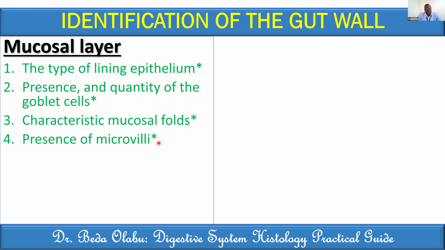The presence of microvilli is also an important thing to consider. Don't confuse villi and microvilli. Remember, villi are finger-like projections of the mucosa. Microvilli are still finger-like projections, but of the cell membrane of a single cell. How do microvilli look like histologically? At higher magnification, they'll appear like a railway track. And I'll show you a few. We describe that as brush border.